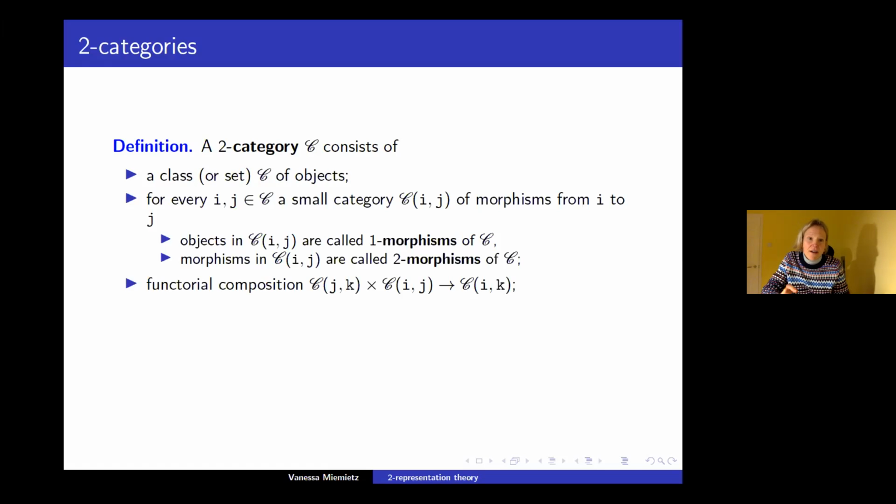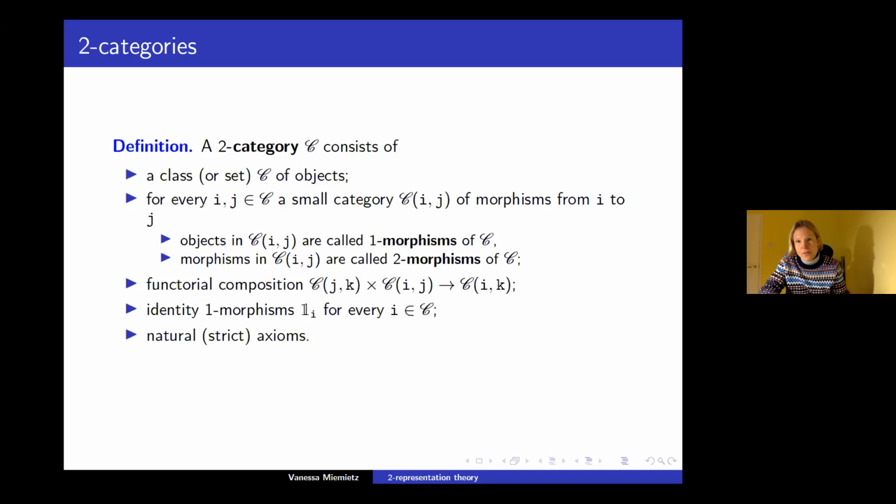However, we also need to be able to compose horizontally. So we need some kind of functorial composition that takes us from the product of two composable morphism categories to the composed thing. So that is some extra data. And then, because in a category we need identities, we need identity 1-morphisms. And then we need some axioms which ensure that this functorial composition is associative and the identity 1-morphisms really act by identities, and so they really behave like identities.